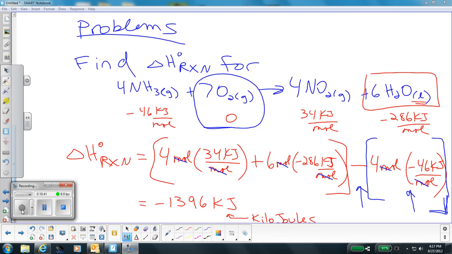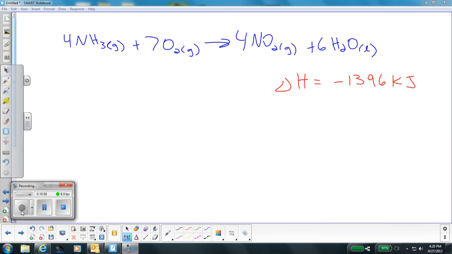Okay, so what's the answer? And here we go, negative 1396 kilojoules. And don't forget, a joule is an energy unit. Kilojoule just means 1,000 joules. Nothing fancy, we've already learned metrics, K is kilo, it stands for 1,000. All right, now I've rewritten the reaction and we found our delta H.